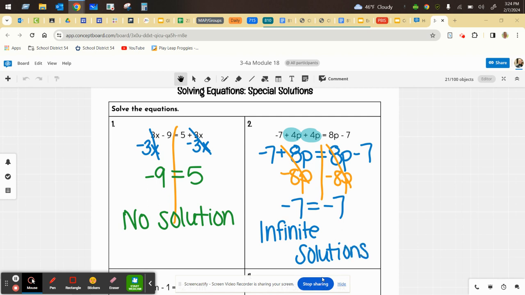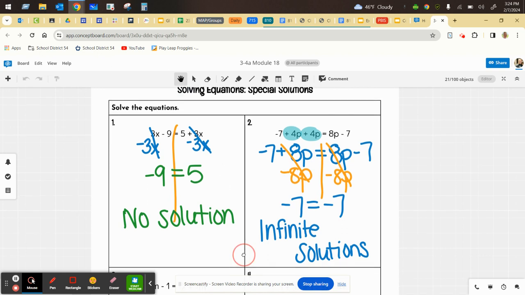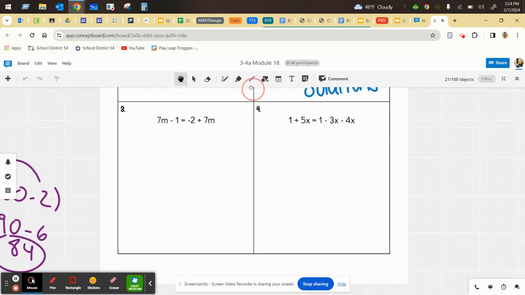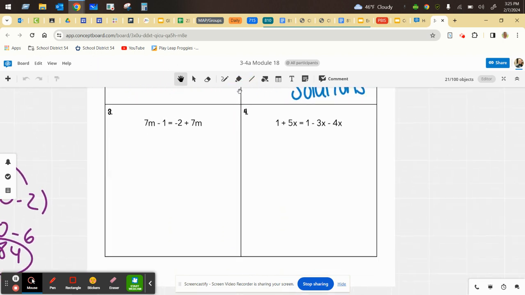So when we solve equations, there's 3 different types of solutions. There's no solution like number 1, when the variables cancel and the numbers are different. The second one is infinite solutions, when the variables cancel and the numbers are the same. The third one is what we do most often, where we get one solution. So we solve and get a value, for example, of x. If we solve and get x equals 4, that's one solution. We don't write the words one solution, we just write what the actual solution is.